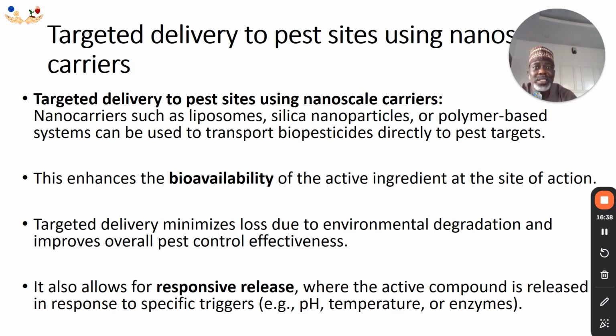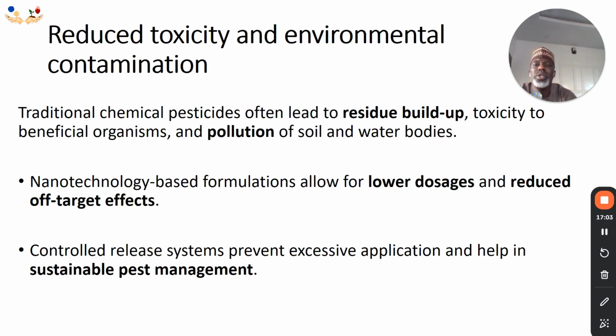Targeted delivery to pest sites using nanocarriers is also very important because targeted delivery using nanoscale carriers ensures bioavailability of the active ingredient at the active site. Targeted delivery minimizes loss from environmental degradation, improves overall pest control and effectiveness, and allows responsive release where the active compound is released in response to specific triggers like temperature, pH, and enzymes. Reduced toxicity in the environment is another one because nanotechnology formulations allow lower dosage and reduce non-target effects. So controlled release systems prevent excessive application and help in sustainable pest management.